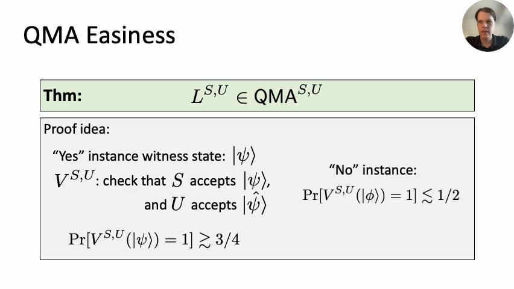On the other hand, for a no instance, we can show that because S is extremely small and U is somewhat unrelated to S, no matter what witness state you produce, the acceptance probability is very close to a half. And so we get a separation between no and yes instances, and therefore this places the language in QMA.